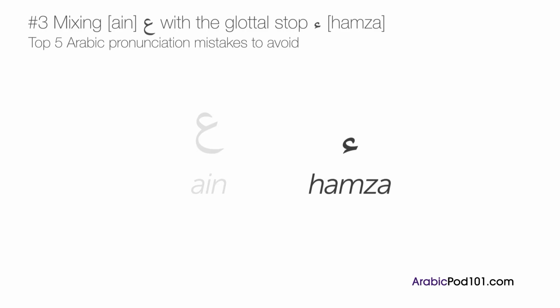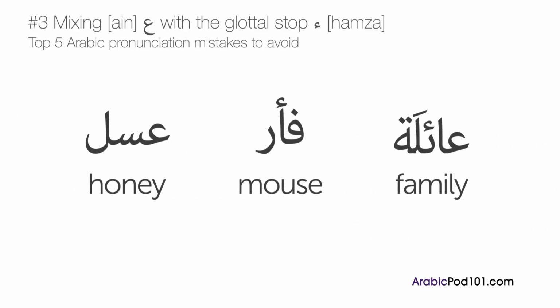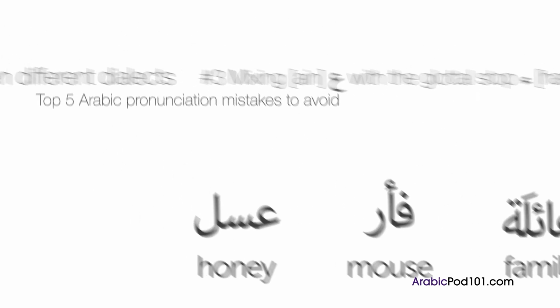The second sound is actually deeper in the throat than the first, so deep in fact that it causes the vocal cords to stop momentarily, causing a buildup of pressure. It's the sound you make in between the uh and the oh in uh-oh. Listen to both of these sounds in a few examples. عسل فأر عائلة We'll teach you all you need to know about these two sounds in Lesson 7.